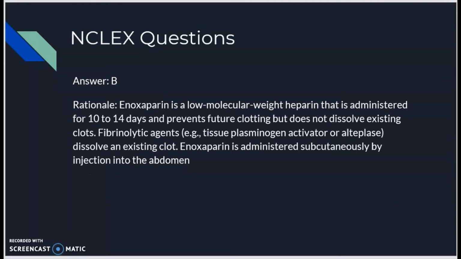Answer is B. Enoxaparin is a low molecular weight heparin that is administered for 10 to 14 days and prevents future clotting but does not dissolve existing clots. Fibrinolytic agents such as tissue plasminogen activator or alteplase dissolve an existing clot. Enoxaparin is administered subcutaneously by injection into the abdomen.